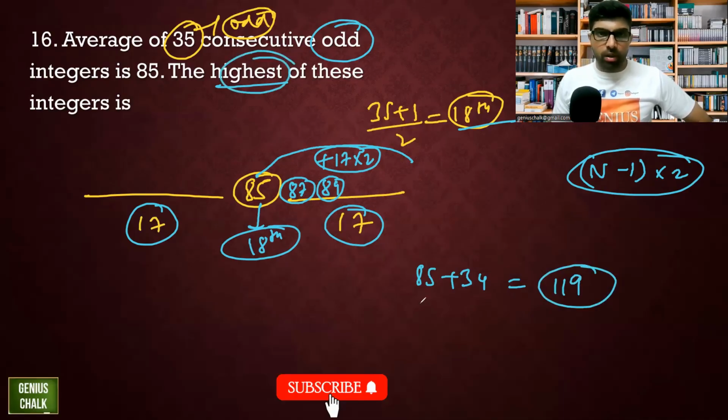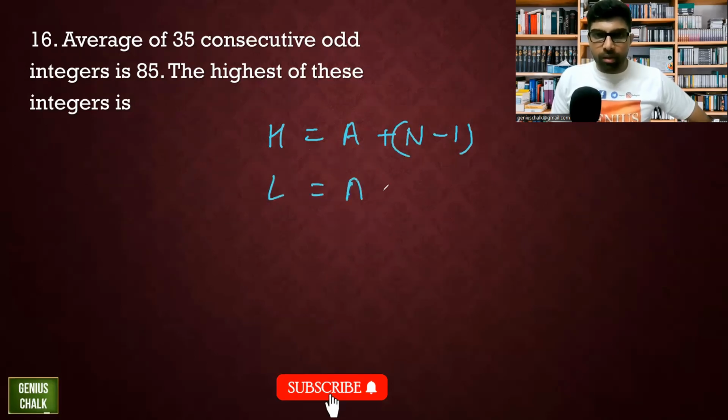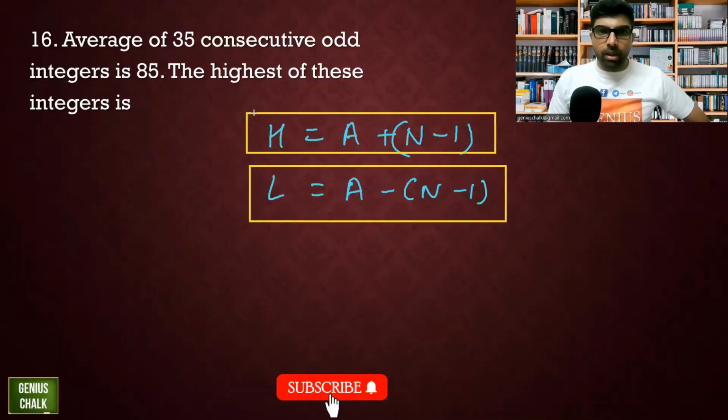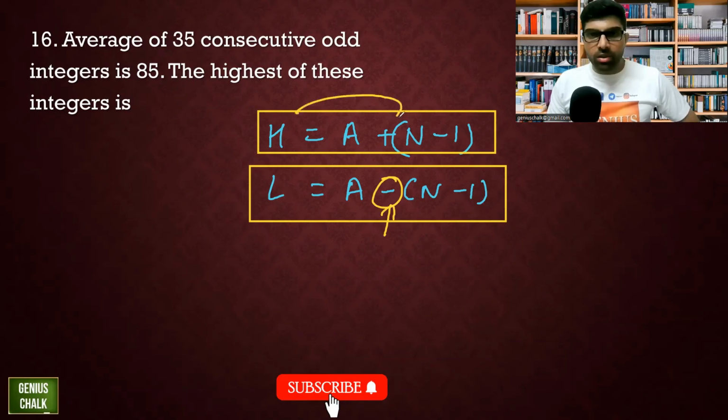There is one more shorter way. What is that? Please write. For the highest value, if there are consecutive numbers, my answer will be average plus (n minus 1). For the lowest value, it should be average minus (n minus 1). If you remember this, your work will be far easier. For difference, it is (number of terms n minus 1) into 2. For highest and lowest, average plus or minus (n minus 1). The lowest is always less, so in lowest use the minus sign, and in highest use the plus sign.